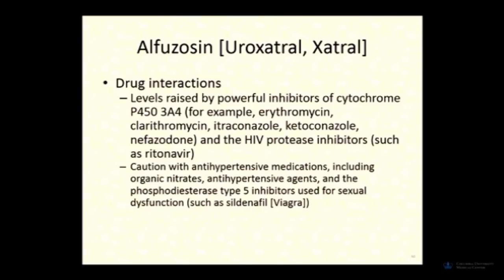It is a powerful inhibitor of the cytochrome P450 3A4 system, which is the same system that drugs like erythromycin, clarithromycin, and some protease inhibitors act through. So when giving this drug for BPH, you want to avoid it when patients are on other drugs that act through this 3A4 system. And take it with caution when the patient is also on antihypertensive medications, like organic nitrates, because it's going to potentiate the antihypertensive effects. And it can increase the likelihood of extreme hypotension and syncope. And then again, Viagra, since it also has a blood pressure lowering effect, you want to avoid.